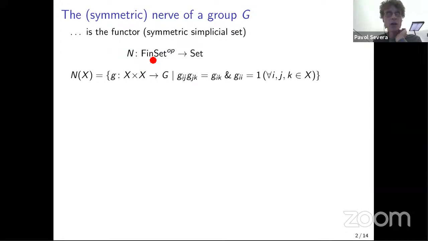So it's a contravariant functor from the category of finite sets into the category of sets. And it's given just by the expression that N(X) is equal to the set of all groupoid morphisms from the pair groupoid of X into G. Or you can imagine that those g_ij are holonomies of some flat connection or something like that. So they should satisfy these kind of relations. Now, this is actually a symmetric simplicial set.